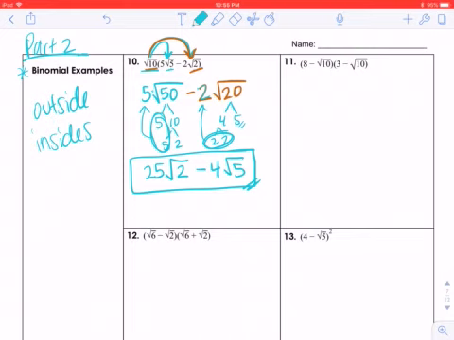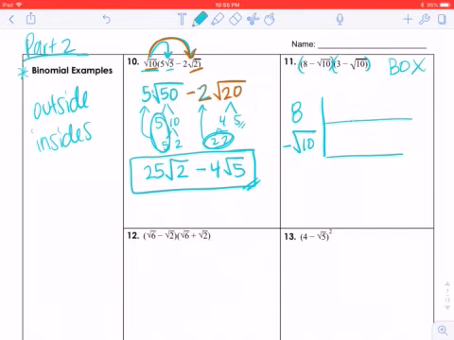Number 11 is somewhat similar, but we see that we have 2 parentheses. And we know that anytime we have parentheses, we want to use the box. I'm going to draw a pretty big box, just so I'm really comfortable with how much space I have. Alright, and then I have 3 minus square root 10.